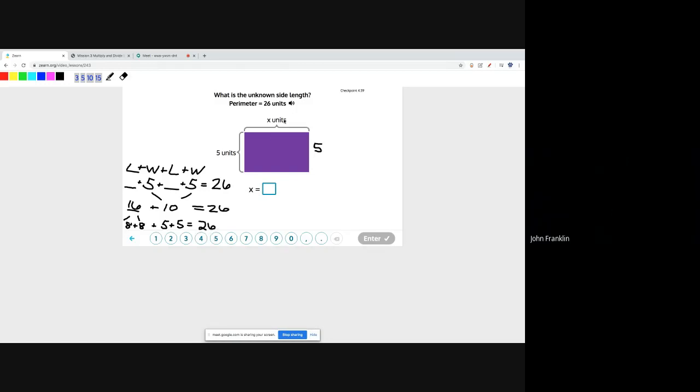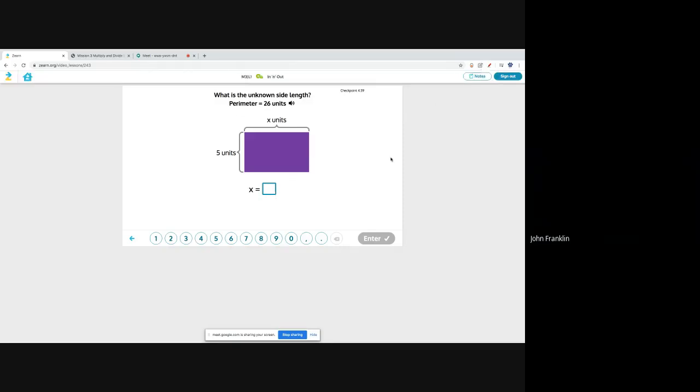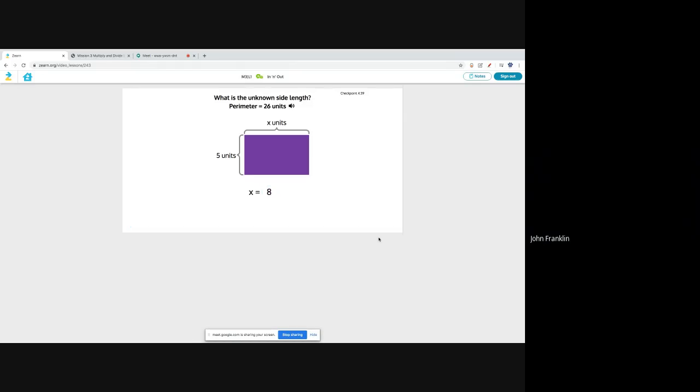So X units would be 8 because they're just asking for one side. Should be this side here. All right. So let's erase all this and see if we're correct. Great job. We're correct.